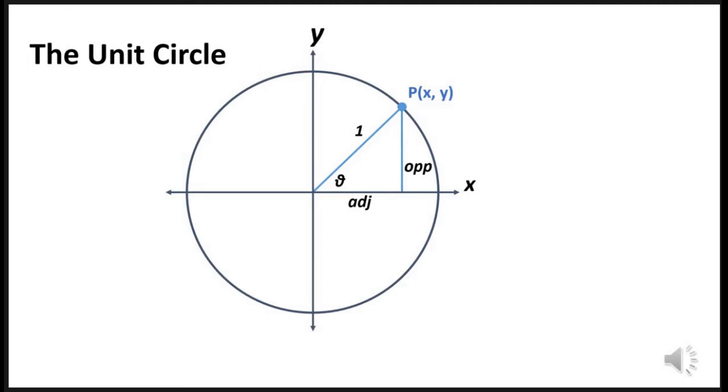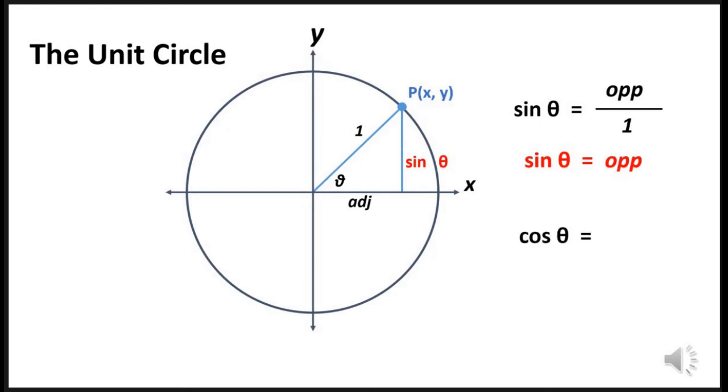So from our previous tutorial, we know that the sine of our reference angle theta is the ratio of the opposite side to the hypotenuse, which is equal to 1. If we simplify this equation, we would have the sine of theta equal to the opposite side. Similarly, the cosine of our reference angle theta is the ratio of the adjacent side to the hypotenuse of our right triangle. If we simplify this equation, we would have the cosine of theta equal to the adjacent side.